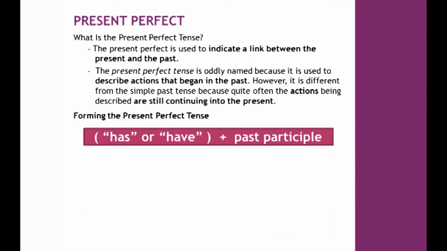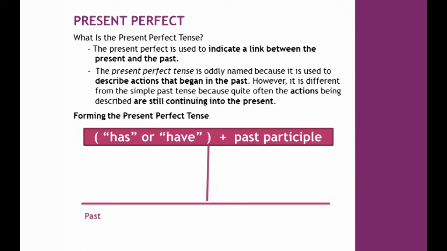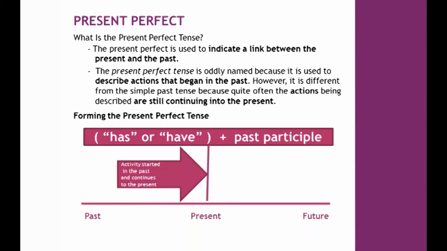So, how do we form the present perfect tense? We have the verb has for a singular subject or have for a plural subject plus the past participle of the verb. So, okay, this is the timeline. Past, present, and then future. Look at this one. The activity in the present perfect tense started in the past and continues to the present. There is a continuity from past to present.